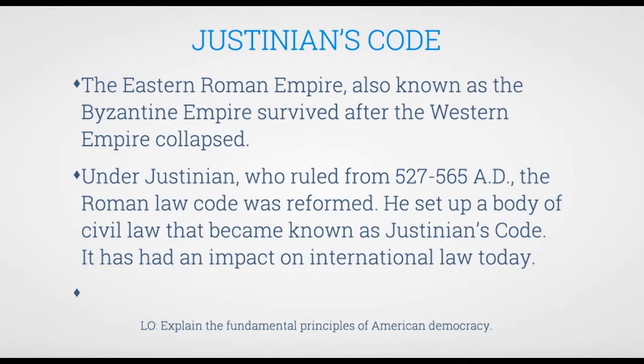Justinian's Code. The Eastern Roman Empire, also known as the Byzantine Empire, survived after the Western Empire collapsed. Under Justinian, who ruled from 527 to 565 AD, the Roman law code was reformed, and he set up a body of civil law that became known as Justinian's Code. It has had an impact on international law today.